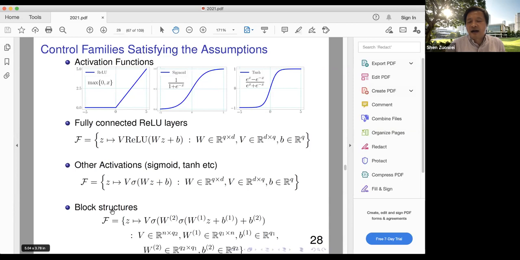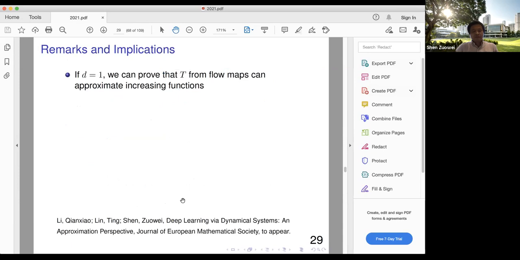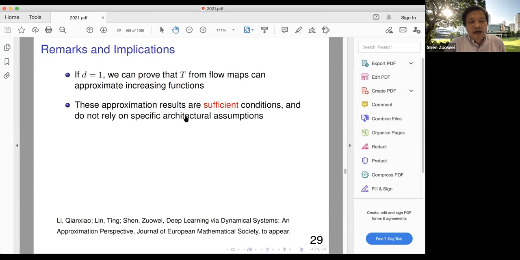So that's good. That means our condition on F is not so technical. If D is one, you only need to do this for a monotone function, okay? And this approximation result is of course sufficient and not necessary, but it's independent of architecture. So whatever architecture you use, it's independent. You can use any of these three activation functions. Even if you have any fancy other activation function, you can check our condition. Maybe it's also okay.